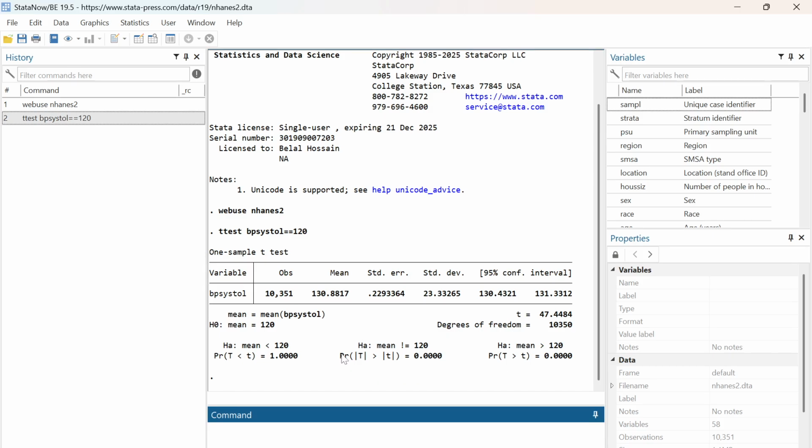But we're going to focus on the middle one first, because you see the capital T, and this bar is the symbol of absolute number. The absolute number means you ignore a plus or minus sign, negative or positive, right? So that means this one is not a directional p-value or directional test. That's why it's called a two-tailed test. Okay, that means there is no direction.